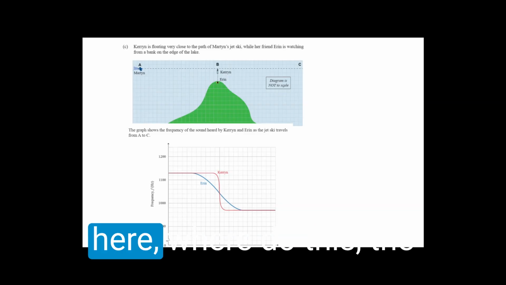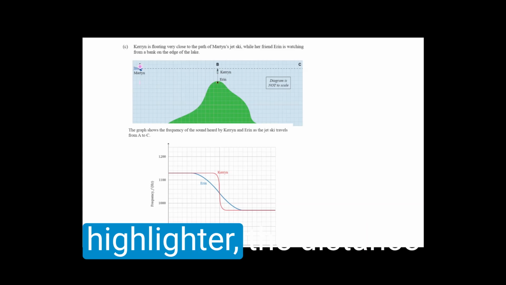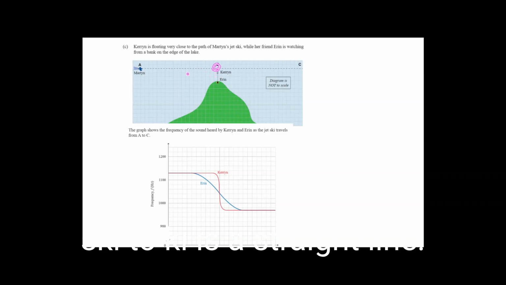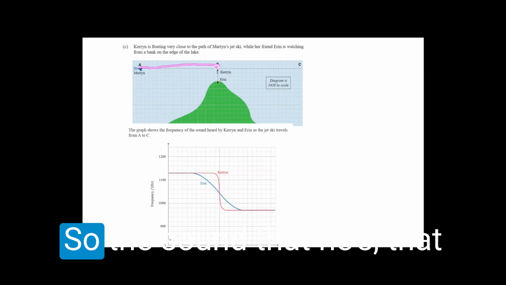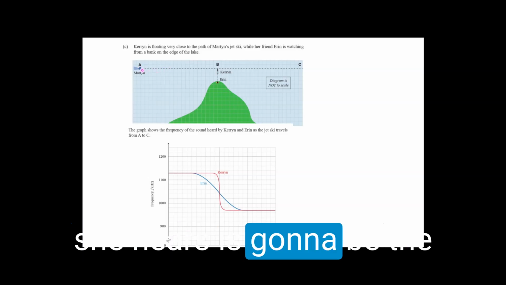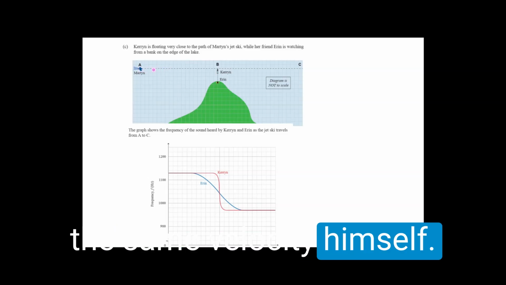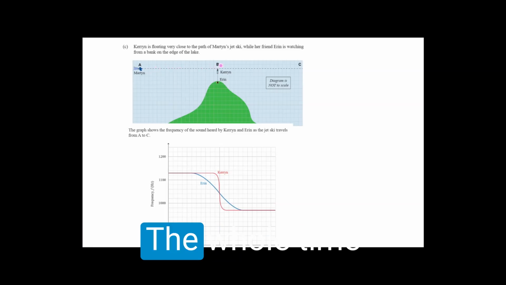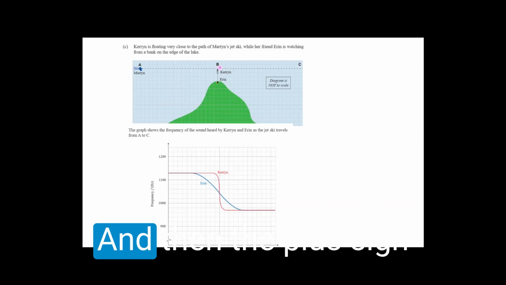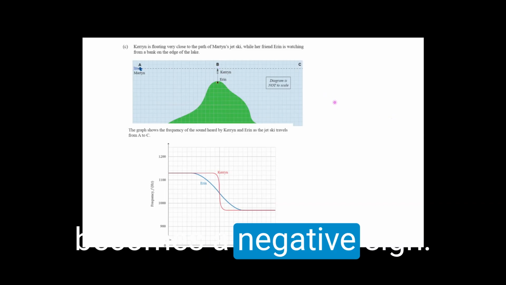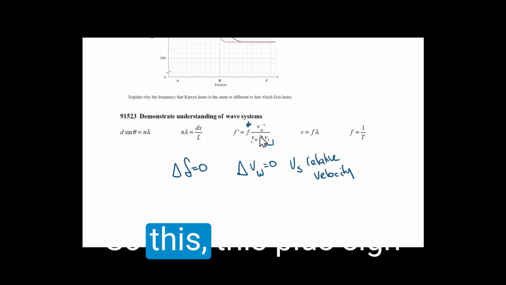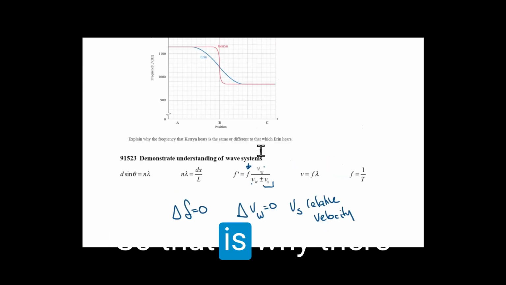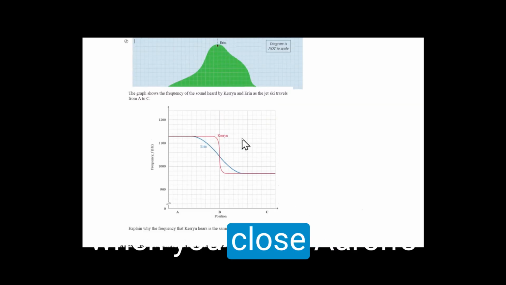This distance here, with the highlighter, from Martin's jet ski to Kieran is a straight line. So the sound that she hears is going to be the same as long as he keeps the same velocity himself. It's going to compress the waves an equal amount the whole time until it reaches her, and then the plus sign becomes a negative sign. So this plus sign here will become a negative sign, and this one here will become a plus. So that is why there is the sudden drop when you're close.